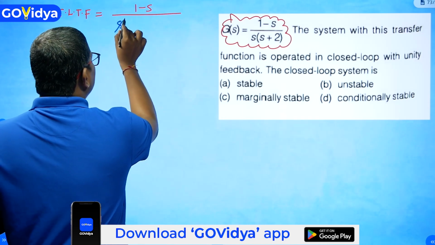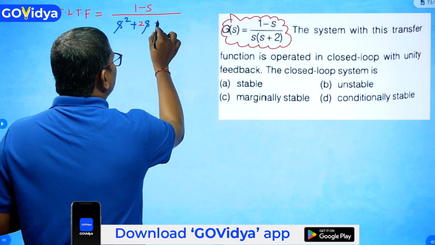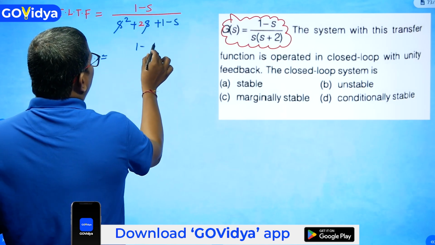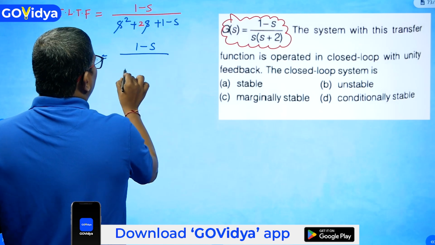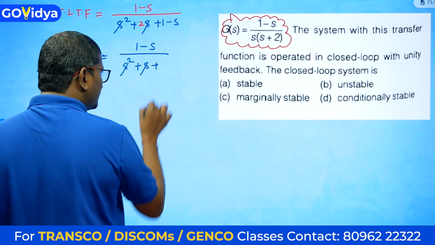So can I write like this? s square plus 2s plus 1 minus s. Can I write like this? 1 minus s by s square plus s plus 1.